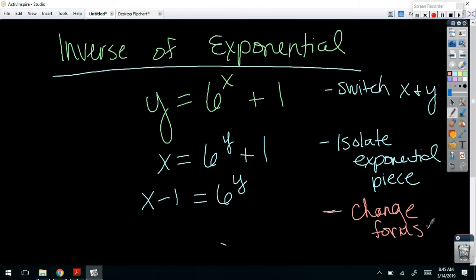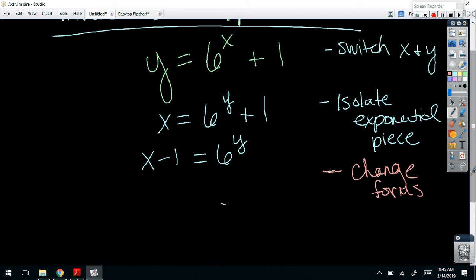Right now it's in exponential form. I get a log form. How would this become a log? Log base what? What's the base? 6. Log base 6 of x minus 1. It's okay that it's in parentheses like that.